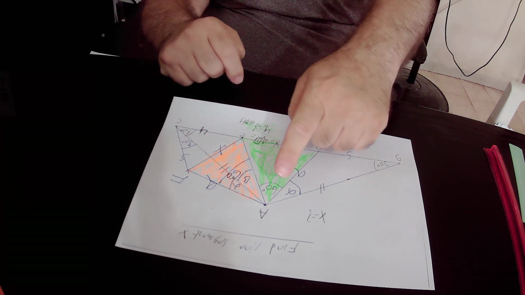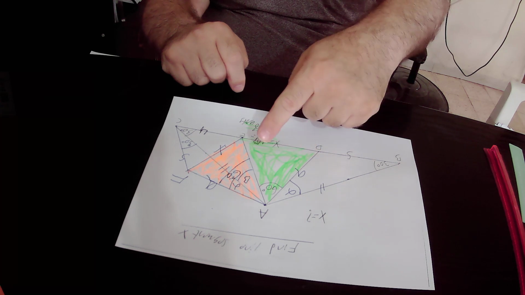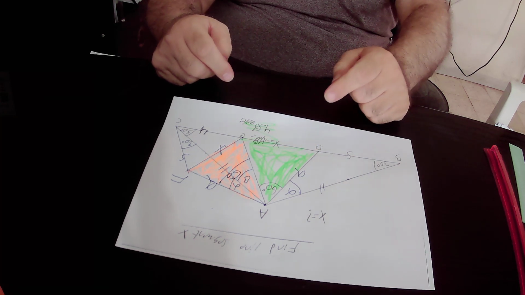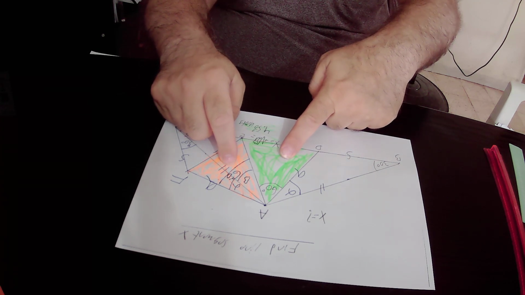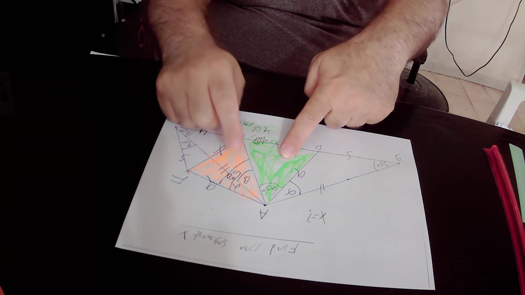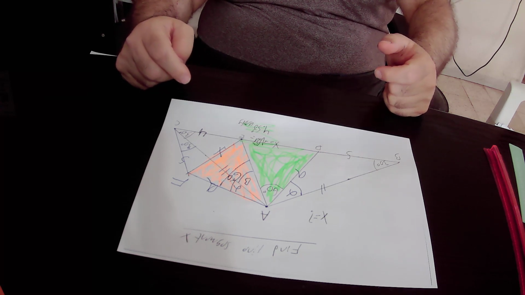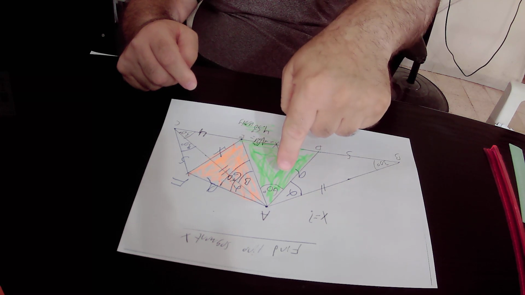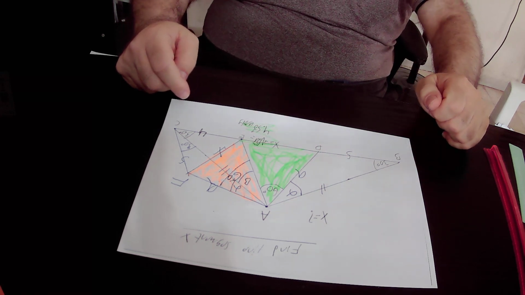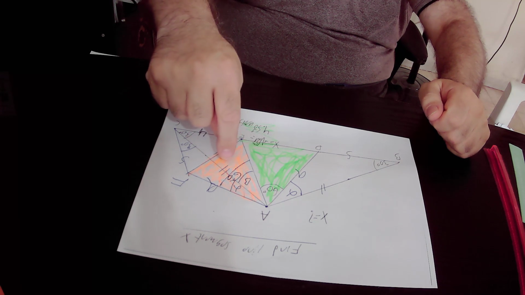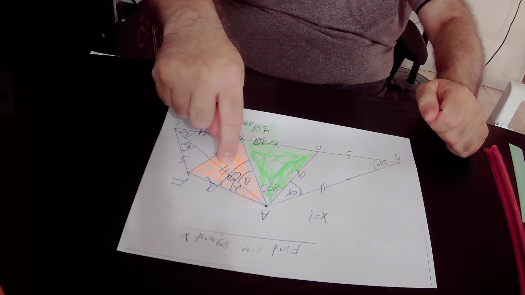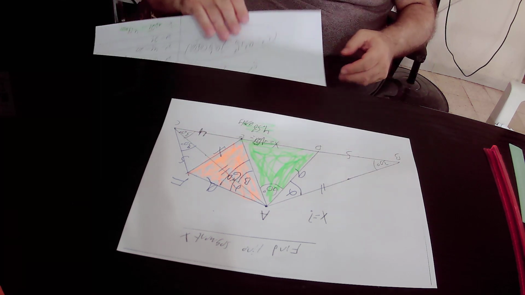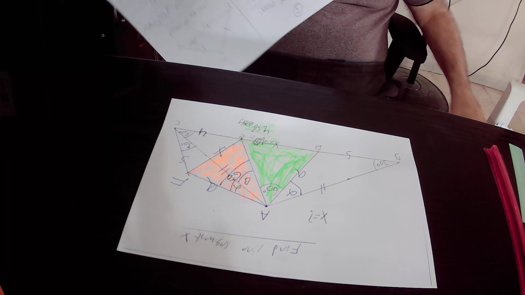And finally, side AE is a common side that belongs to both triangles, therefore it equals itself. So we proved that those two triangles can go into each other according to the side-angle-side rule. What I mean is that those two sides and the angle between them in the green triangle correspond to those two sides and the angle between them in the orange triangle. Therefore, those two triangles can go into each other according to the side-angle-side rule. Okay.